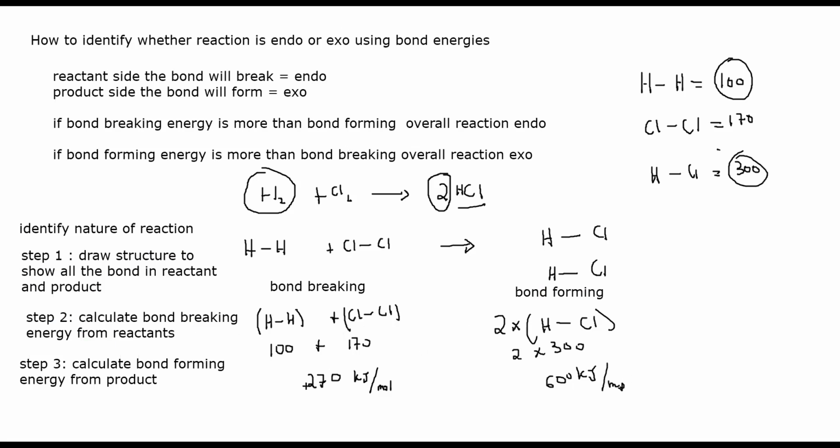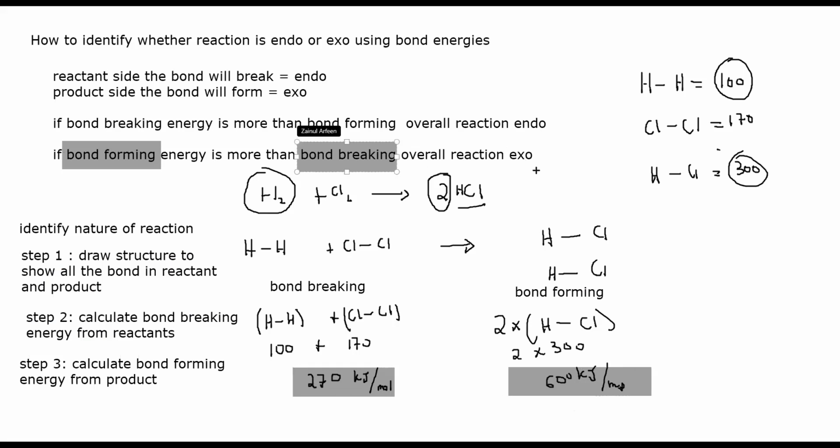The bond breaking or the bond forming? Which energy is greater in this example? So in this example, bond forming energy is more. And I told you, if bond forming energy is more than the bond breaking, then the overall reaction will be exo. So here the bond forming energy is more. So if bond forming energy is more than the bond breaking, which reaction is this? Exothermic. Then the step 4, compare the energy change.